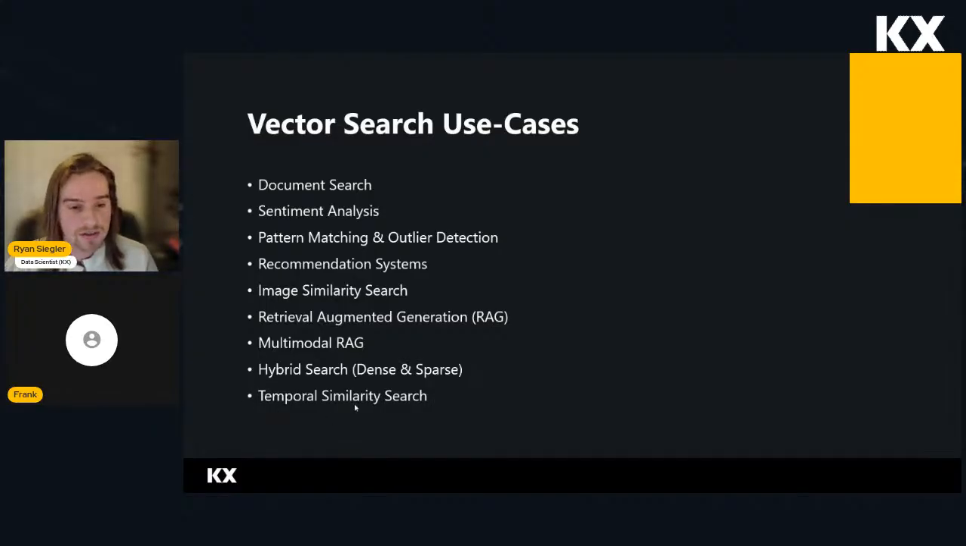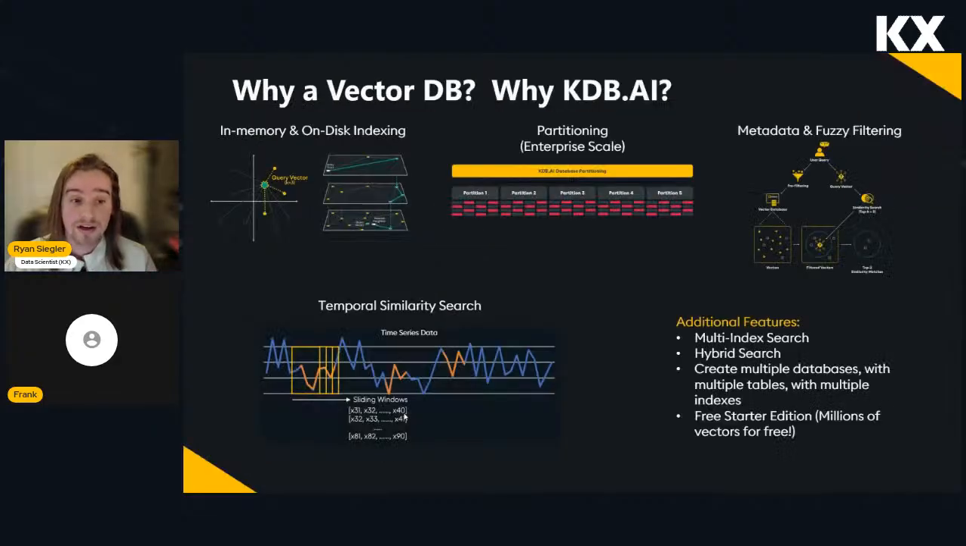And I'll touch on that just a little bit in a moment here. But the point is, a vector database has a variety of different use cases, including RAG, but plenty others as well. So, this sort of brings up the question, why would I want to use a vector database, and why would I want to use KDB AI when there are vector indexes out there, like FAISS, for example, that are free and relatively easy to use.